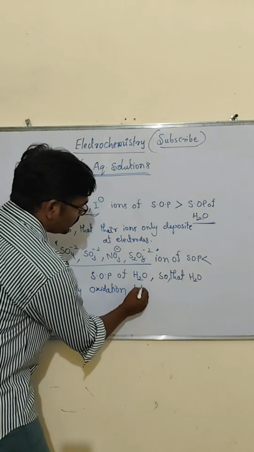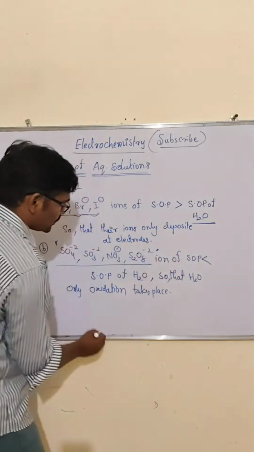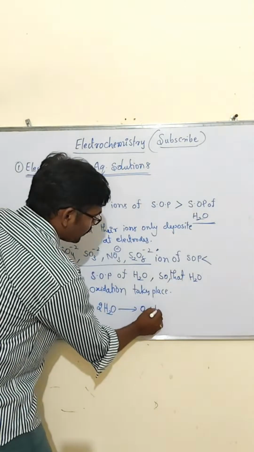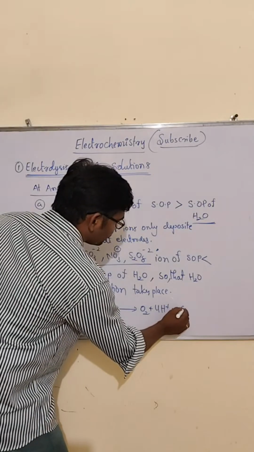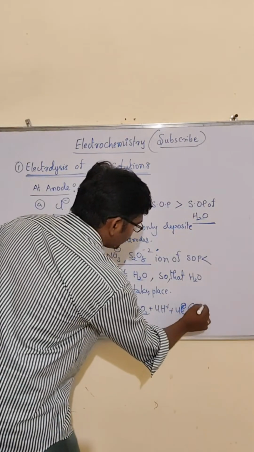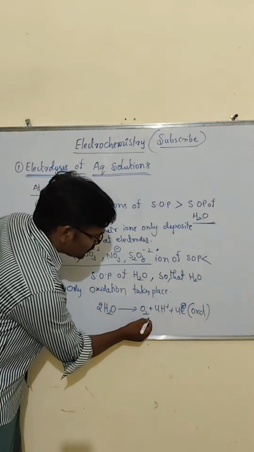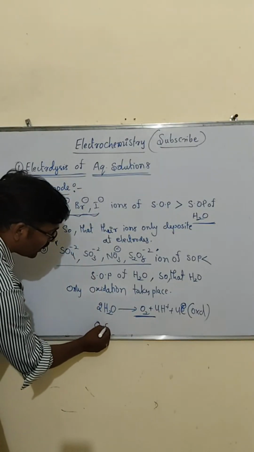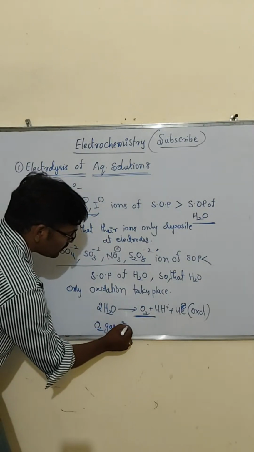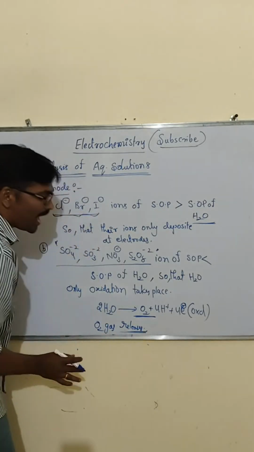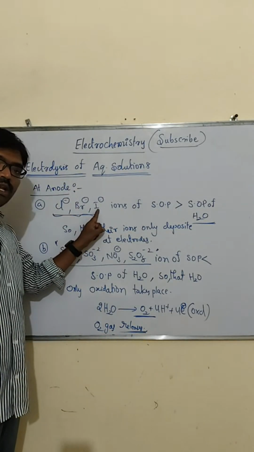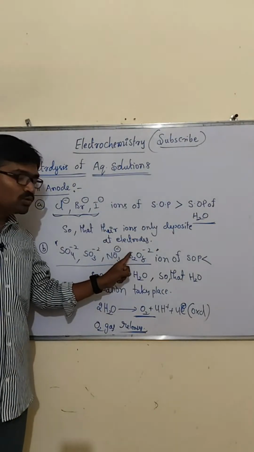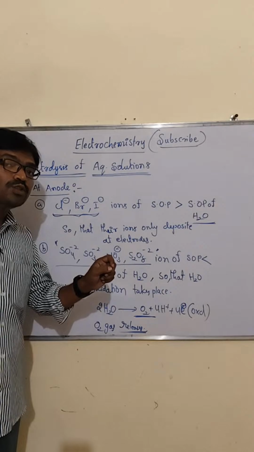Oxidation happens to H2O. How oxidation takes place, remember the equation: 2H2O gives O2 plus 4H+ plus 4 electrons. Release of electrons is what we call oxidation. When oxidation happens, which gas is released? Oxygen gas, O2, is released. Remember, my dear students, when the anions are chlorine, bromine, iodine, those same ions are deposited. When the anions are sulfate, sulfite, nitrate, S2O8, H2O oxidation happens.